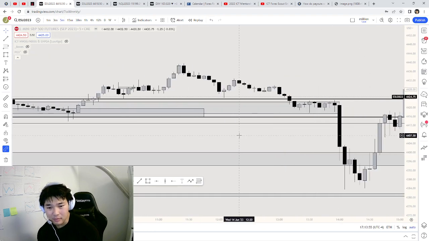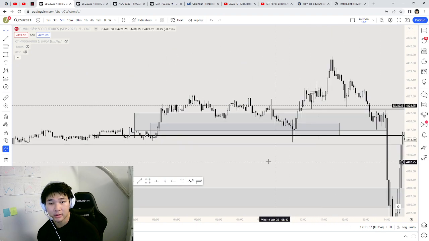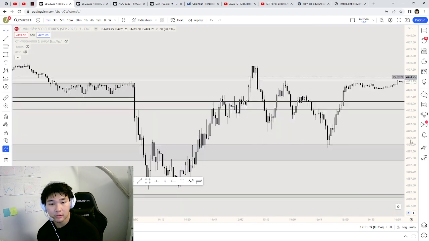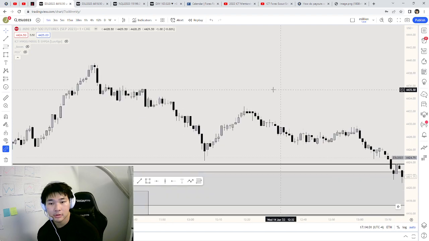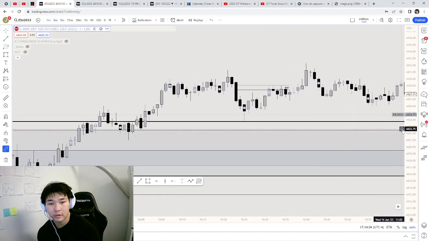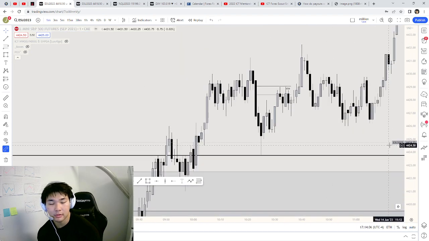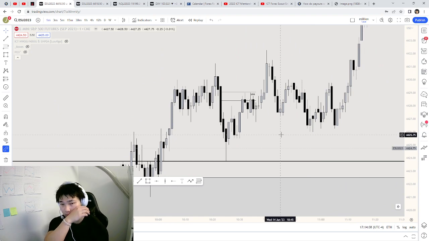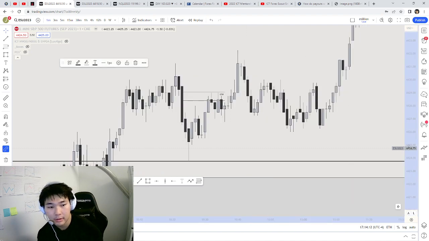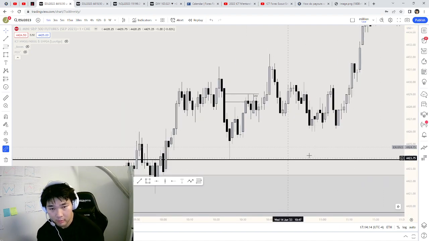So the first trade of the day that I took was actually a loss. I'm going to show you guys right here. This was the trade that I took a loss on. I went back and I know what went wrong and why this trade might not have panned out.